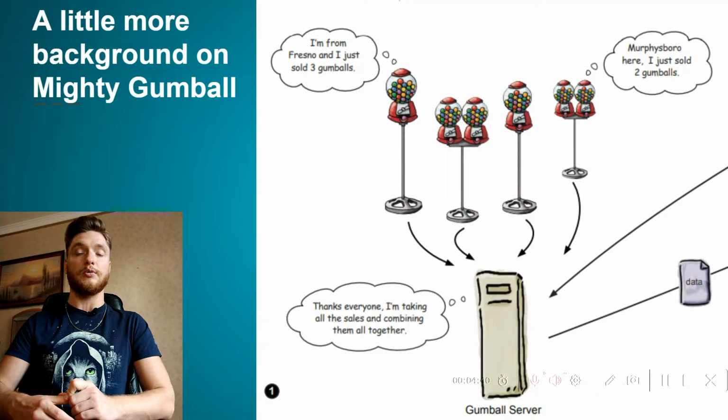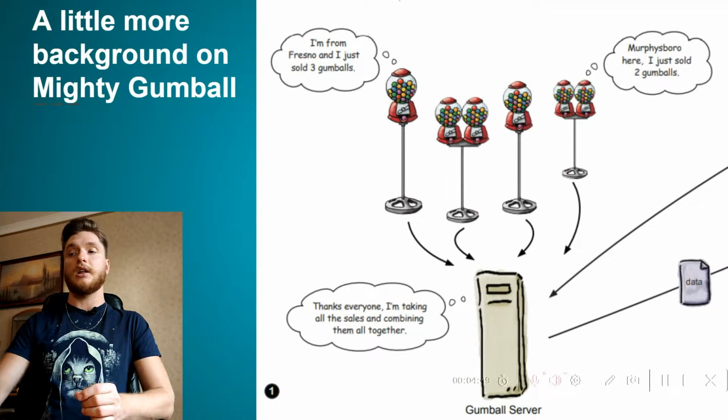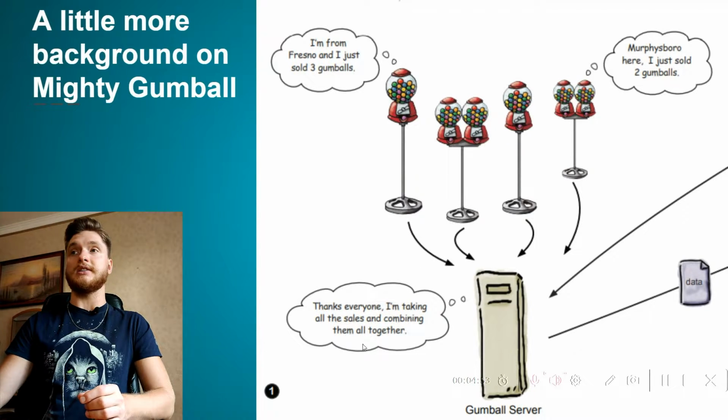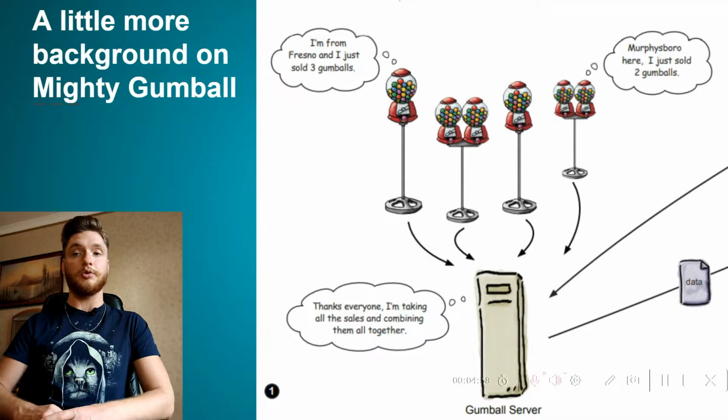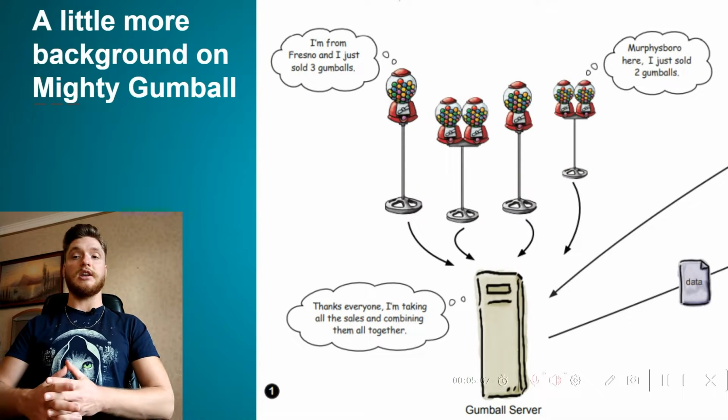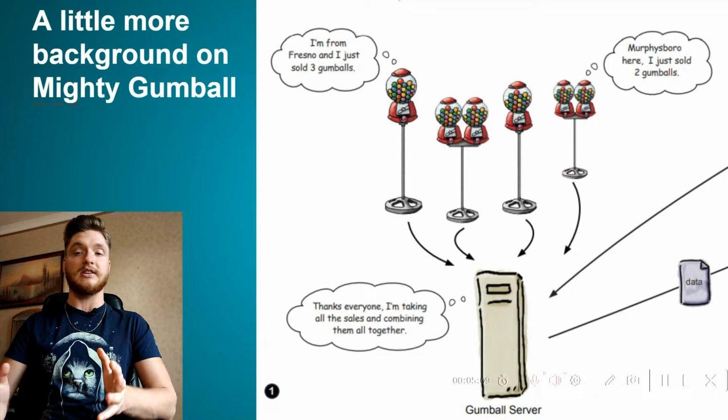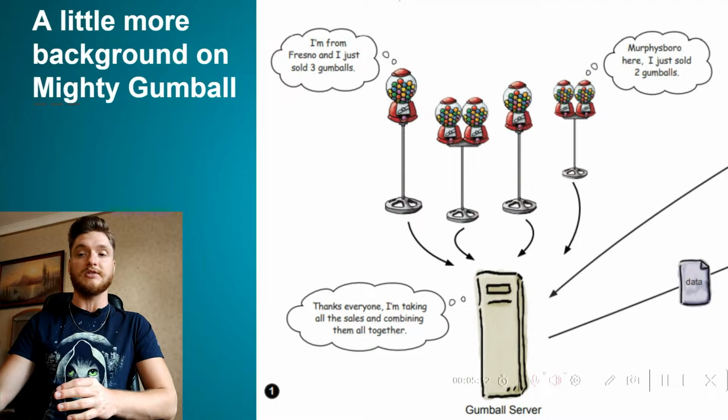Here is the view from 10,000 feet. I'm from Fresno and I just sold 3 Jumbles. Murfreesboro here, I just sold 2 Jumbles. And so on. Thanks everyone. I'm taking all the sales and combining them all together. Mighty Jumble machines are deployed throughout the country and sending sales information to the central Jumble servers. The server aggregates them together and makes them available to a web service.